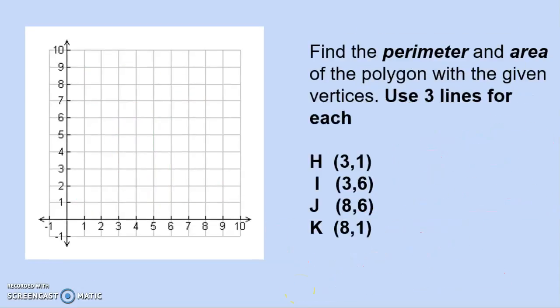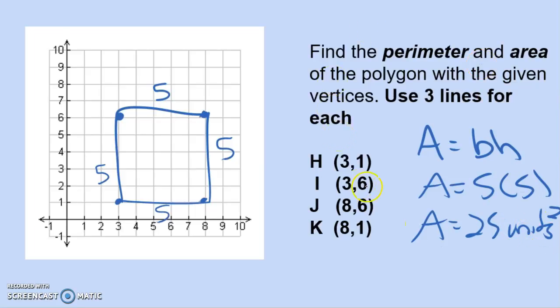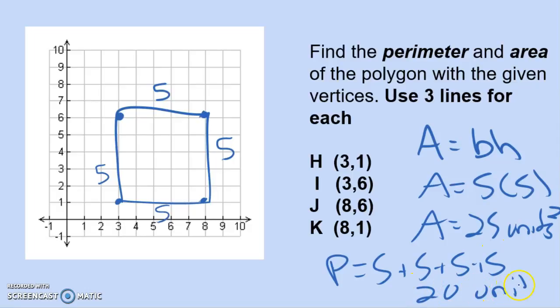Now, 13 says find the perimeter and the area of the polygon. I'll go through this one a bit faster. So, we have 3, 1. We have 3, 6. We have 8, 6. 8, 1. I'm not going to label my points, but you need to. So we have 1, 2, 3, 4, 5 here. It's a square. So our area, base times height, so we have 5 times 5. Area is 25 units squared. Then our perimeter is 5 plus 5 plus 5 plus 5, so it's 20 units.